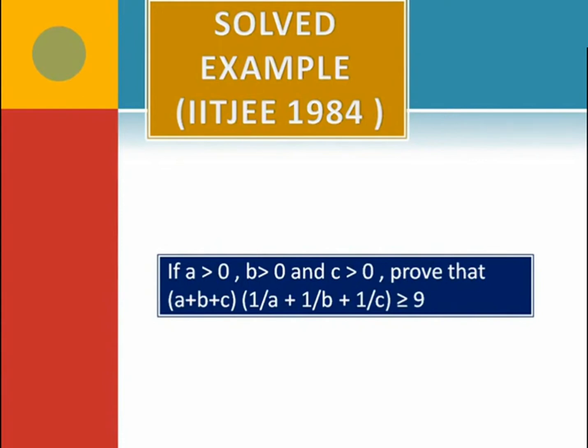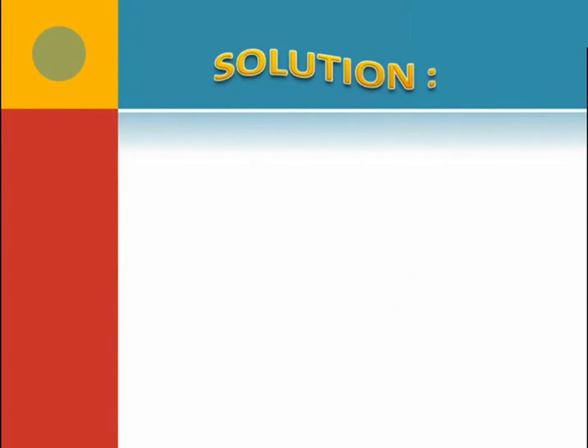So in this problem we have been given that a, b, c are three positive numbers and we have to prove that a plus b plus c into 1 by a plus 1 by b plus 1 by c is greater or equal to 9. So let's look at the solution of this problem. Let us say that the three numbers are a, b and c.